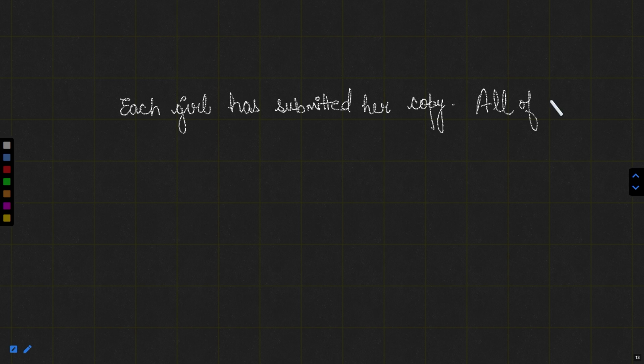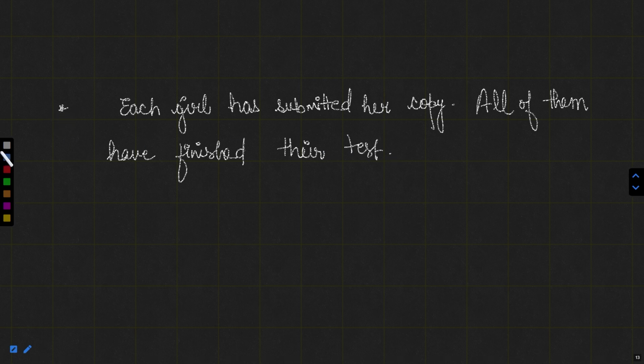All of them have finished their test. Now, if I see this sentence, if I say each girl, it means I'm talking about each and every girl individually, has submitted her. Now, her refers to each girl because each girl is there. So it is singular. It will be followed by a singular possessive case as well, and singular verb, singular noun, singular verb, singular possessive case.